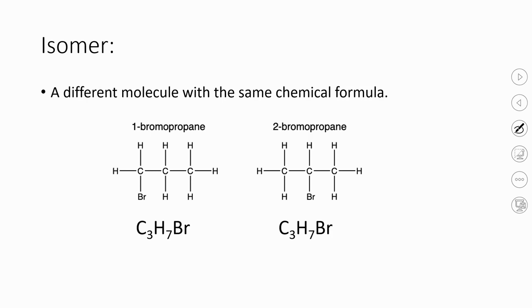Okay, the last thing that we're going to talk about today is this vocabulary word called an isomer. An isomer is a molecule that has the same chemical formula, but it's a different molecule. So we have two up here. They both have 3 carbons, they both have 7 hydrogens, and they both have a bromine. But the bromine on this one is connected in the middle, and the bromine on this one is connected on the end. So they're different molecules, but they have the same formula. That's called an isomer.